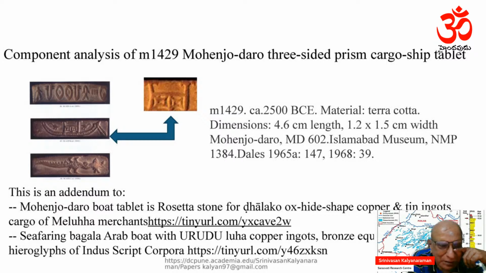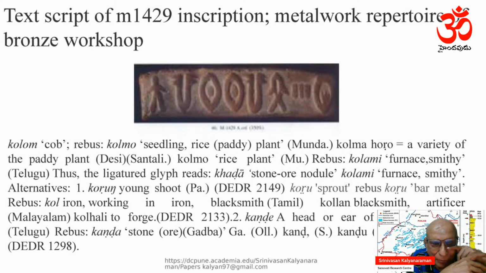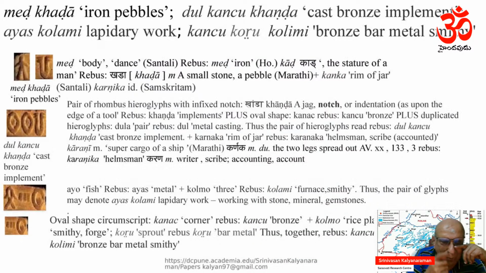We also see a very famous seal with three parts, A, B, C. The cargo being carried is oxide type ingots, large ingots, flanked by two palm trees. Next, please. All cargo, prism cargo. This is the inscription on the cargo boat. Next, please. Details of inscription. Next, please.